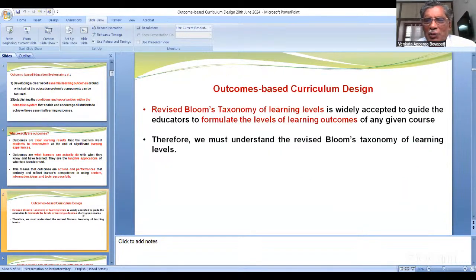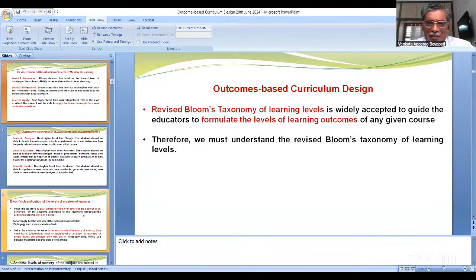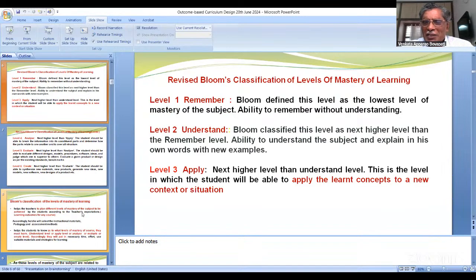Revised Bloom's taxonomy of learning levels is widely accepted to help the educators to write the learning outcomes of any course. You must understand, therefore, the revised Bloom's taxonomy of cognitive levels in order to write the learning outcomes of any theory course. So briefly, I shall discuss the revised Bloom's taxonomy of learning levels. There are 6 levels according to Bloom.